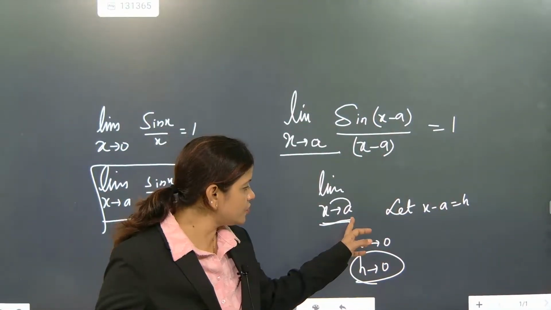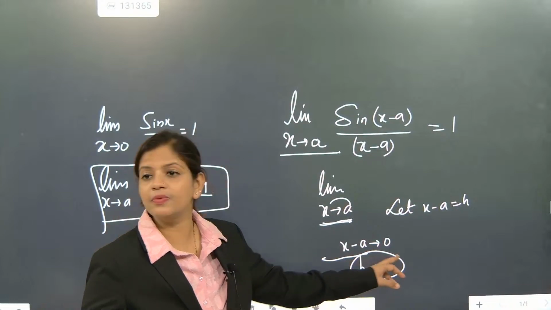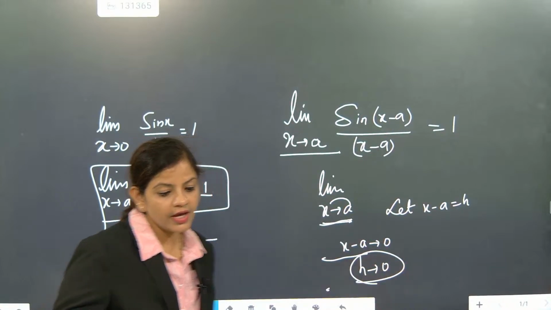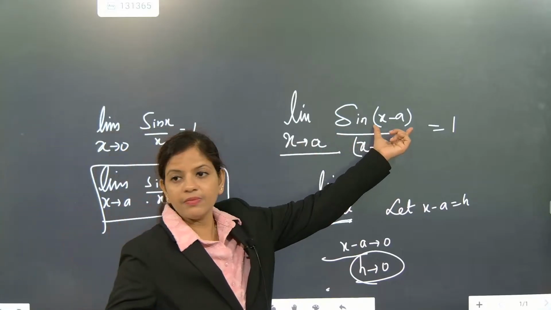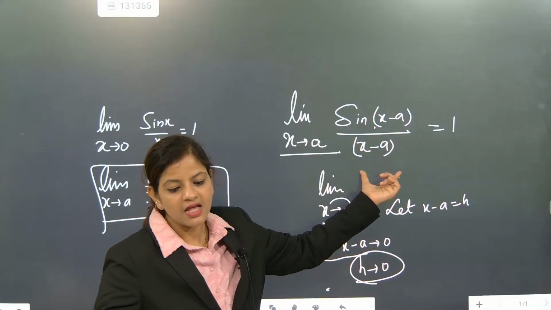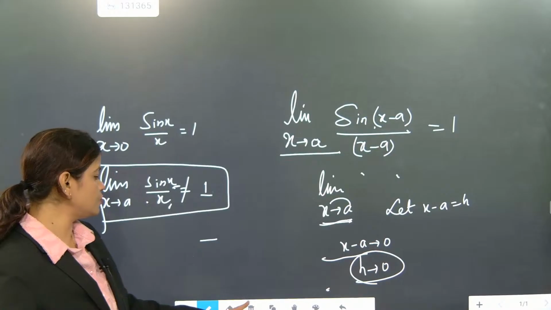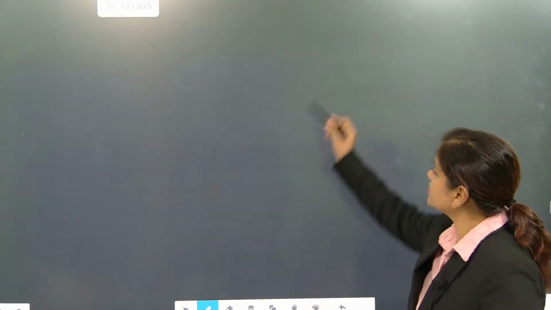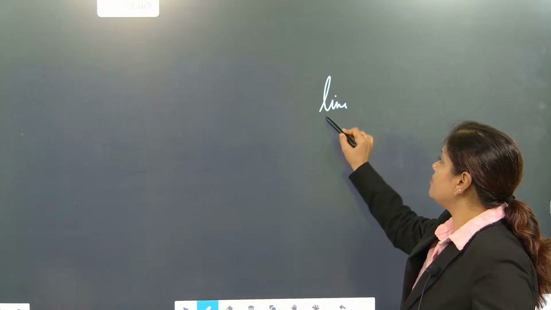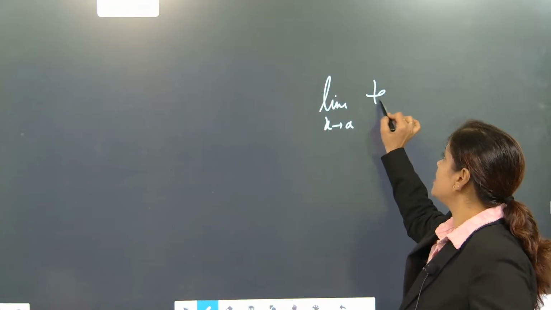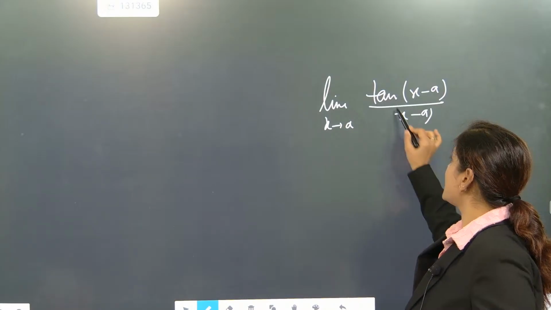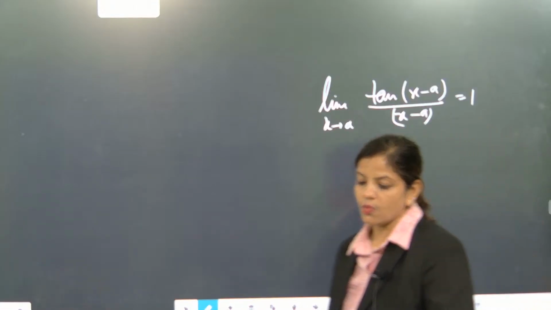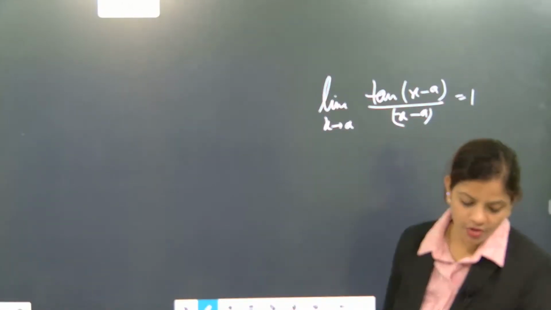When x tends to a, x minus a will be tending to 0. So here, whatever values are there, x will not be there. Here it will become sin of x minus a by x minus a. This is the most important finding. You must be writing this one. And for tan also the same situation will be there. So limit x tends to a, then here it will be tan of x minus a by x minus a, and then it will give you 1. This is the most important part.